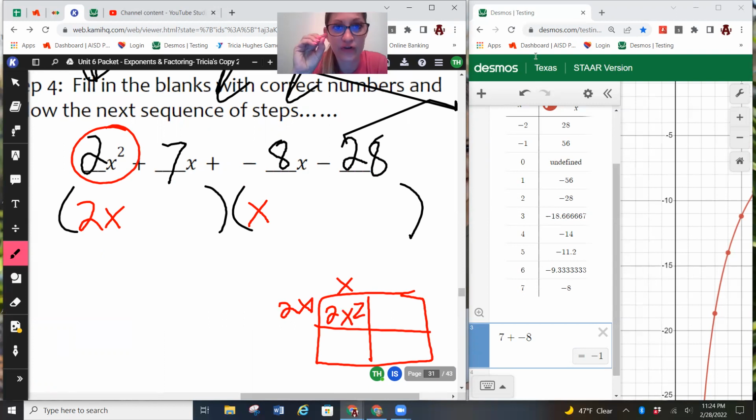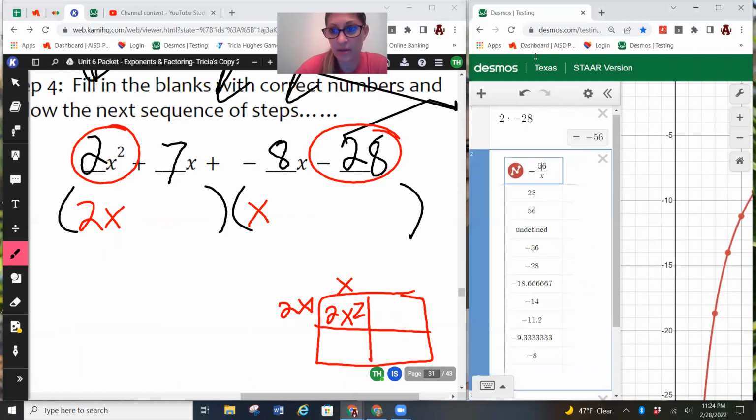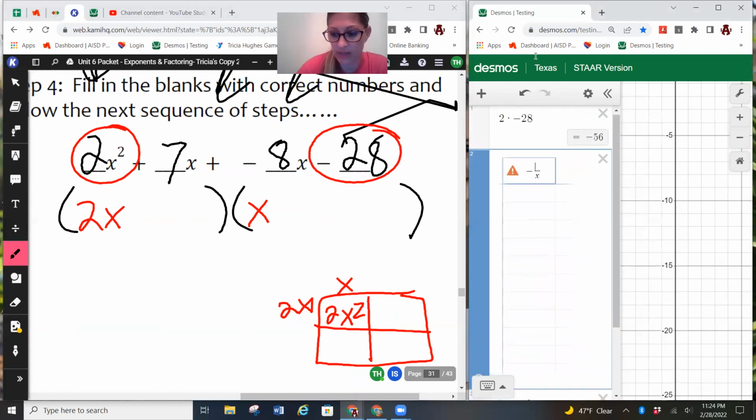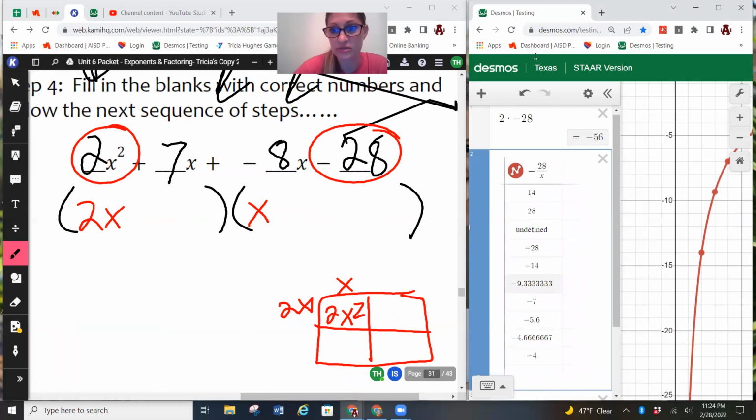So you're going to start with the first term. That's the a. Then you're going to start with the last term. That's the c. What multiplies to negative 28? So if you need to come back in here and do negative 28 to give you options, okay?